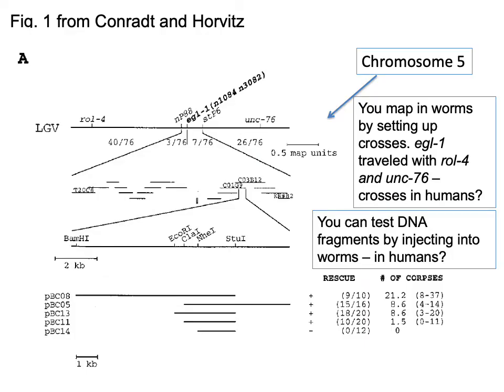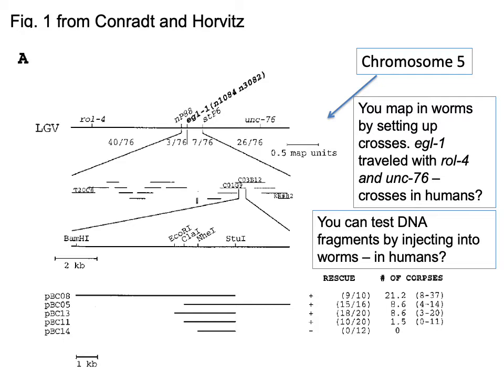You may recall that this is chromosome 5, that LGV stands for linkage group 5, and a linkage group is the same as a chromosome. And they mapped the gene because they were working in worms. They could set up multiple crosses, and they figured out that EGL-1 traveled with ROL-4 and UNC-76 a lot of the time.